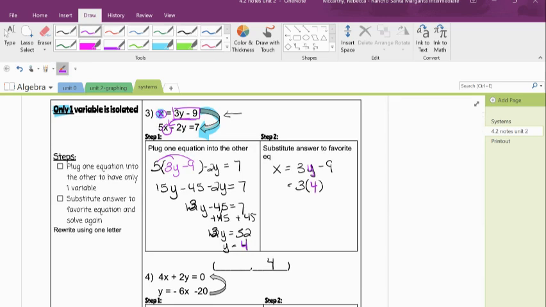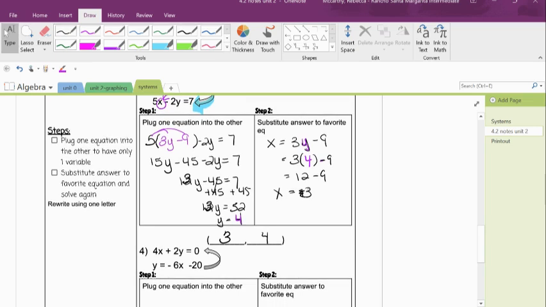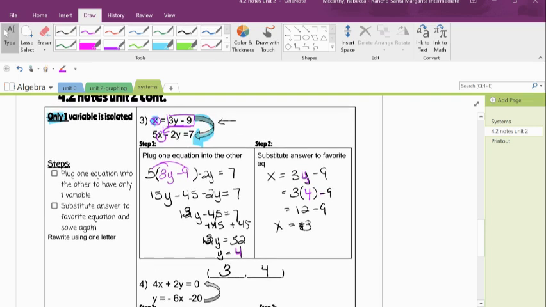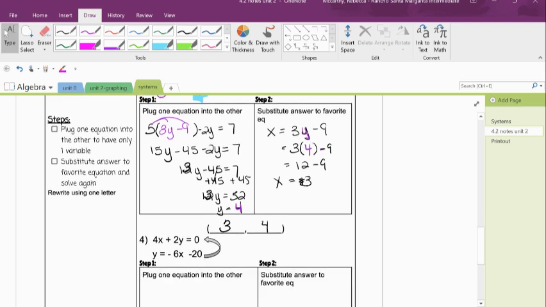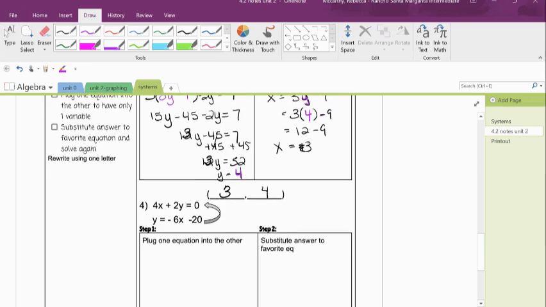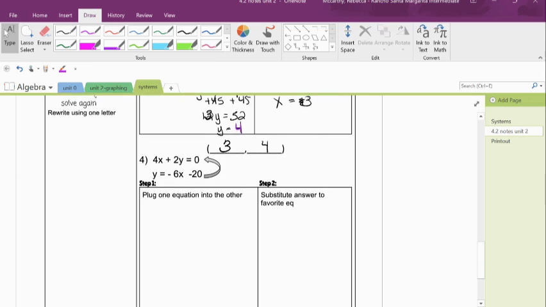Okay. And now I have my y answer. I get 12 minus 9, and I get 3. So x is equal to 3. And then I could do a quick mental check to see if these 2 points are a solution to these two equations.